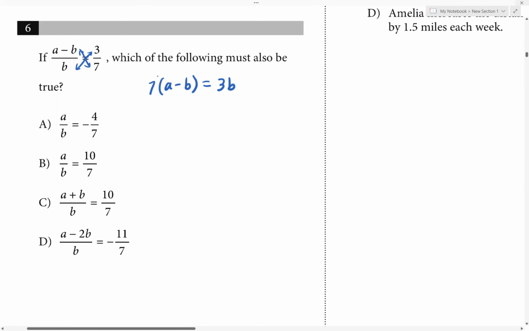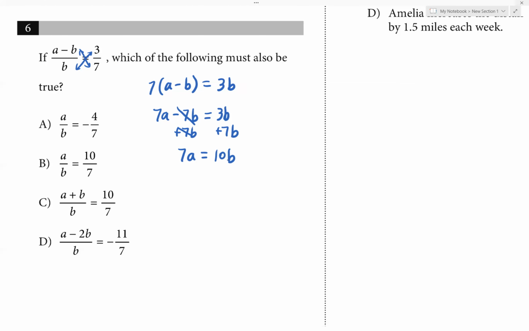And now we can simplify this a little bit. We distribute the 7. We get 7a minus 7b equals 3b. Okay. So far, nothing really looks like what we have. But if you go ahead and add 7b here on both sides, you get 7a equals 3b plus 7b. You can combine like terms. That'll give us 10b. All right, I think we're getting there, right?